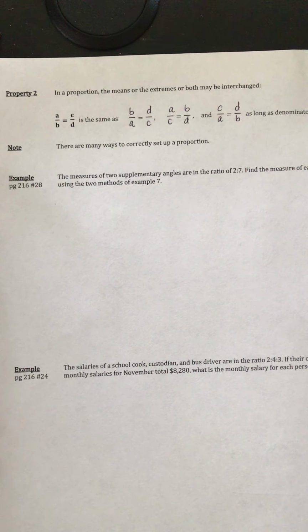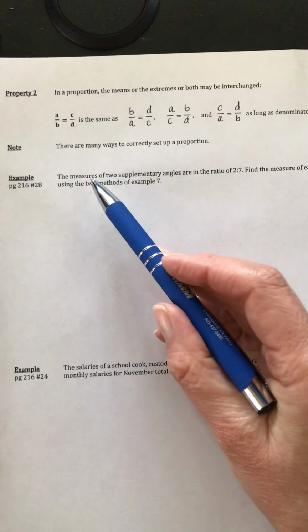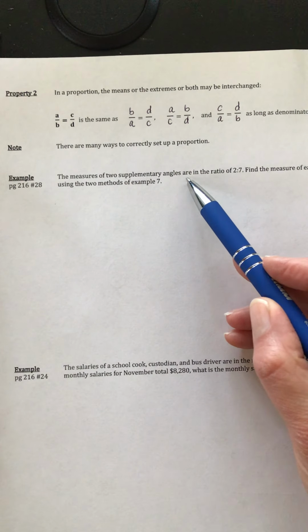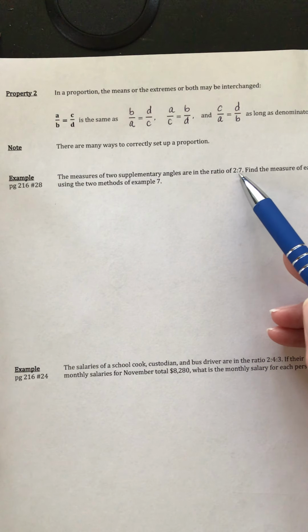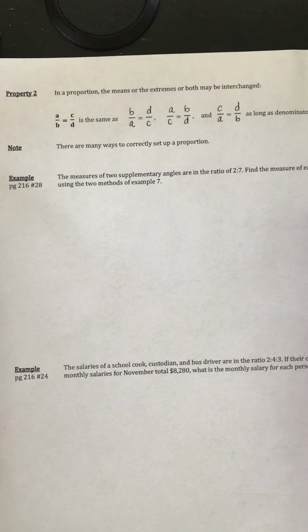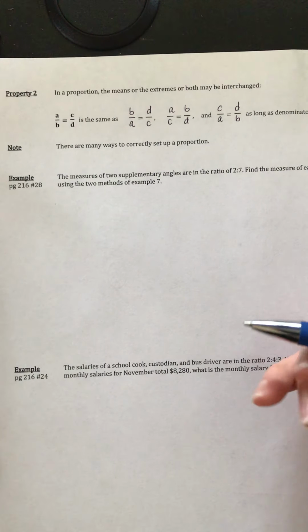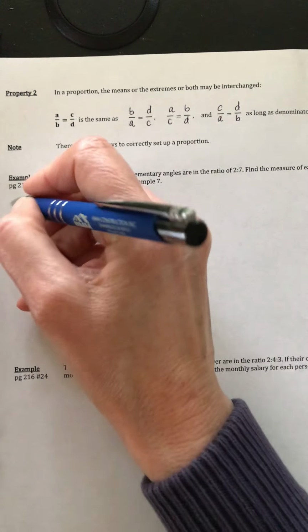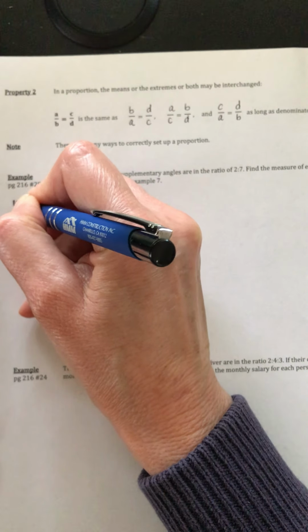Okay, we're going to talk about this example in which we're going to do it two different ways. We're told the measures of two supplementary angles are in the ratio 2 to 7. Find the measure of each angle using the two methods of example 7 in the textbook. So we're going to start with method 1.